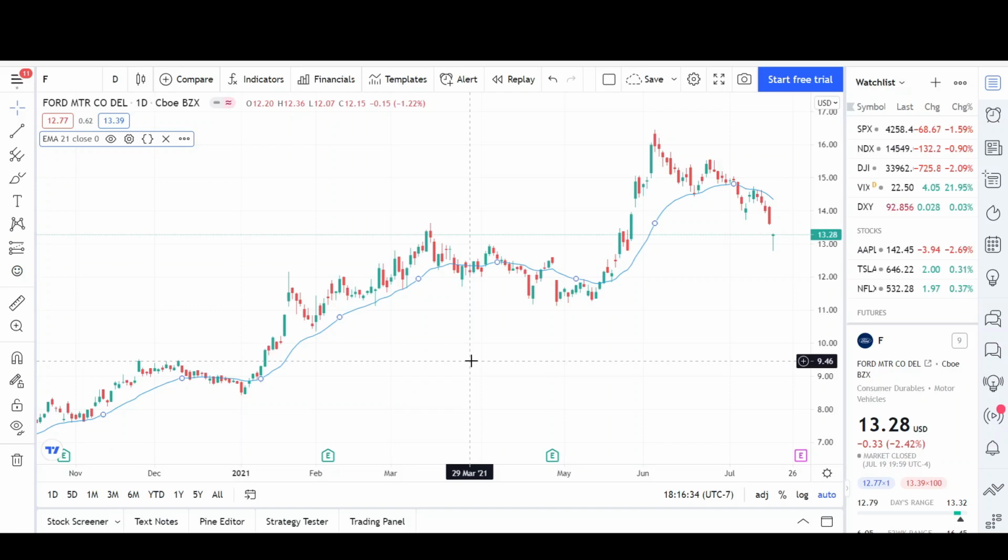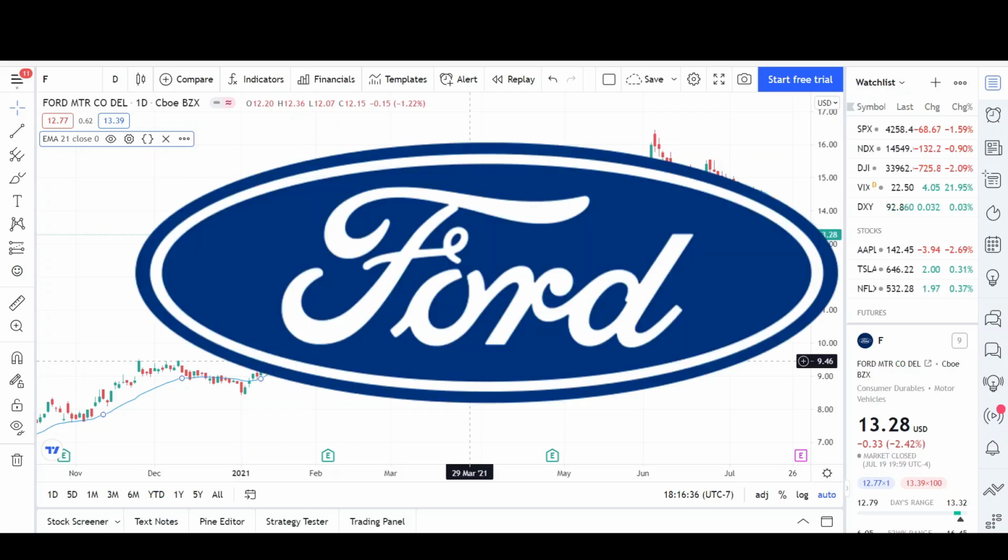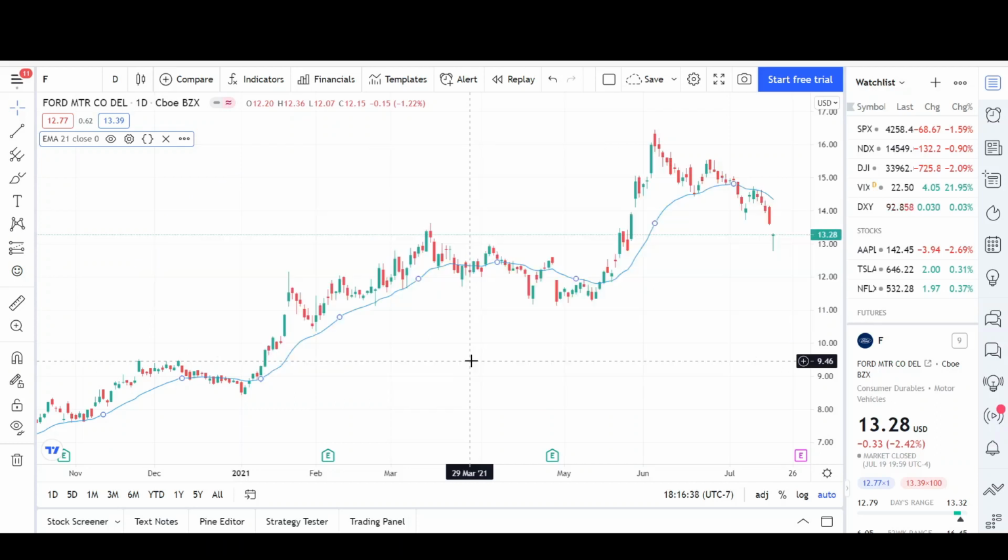This is Vee Trades, and today I'll be doing a technical analysis breakdown for Ford Motor Company. Ford is a multinational automaker who sells automobiles and commercial vehicles.